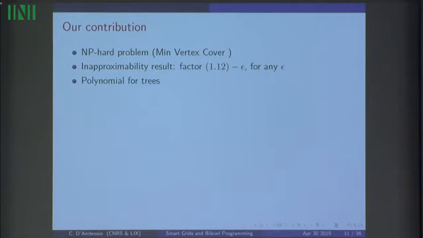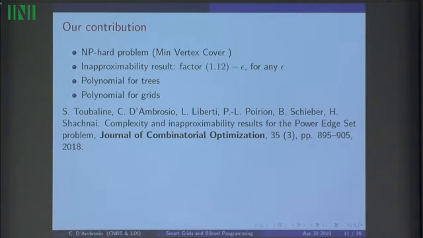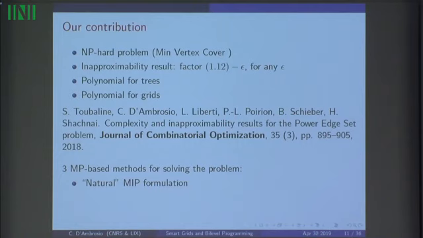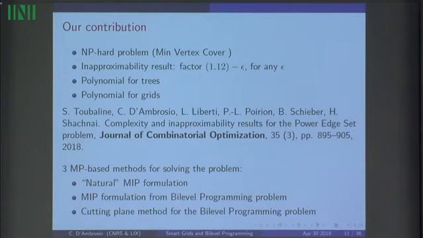Actually, this is not the focus of this talk, but I will just mention some results. It's interesting to see that for some graphs, like trees or grids, it's polynomial, and you can see some details in this paper. So what I'll be talking about in this talk is three methods to solve this problem. The first is what I call the natural mixed integer programming formulation. The second is a mixed integer programming formulation coming from bilevel programming. I will talk about this later. And the third is a tailored method for this problem.